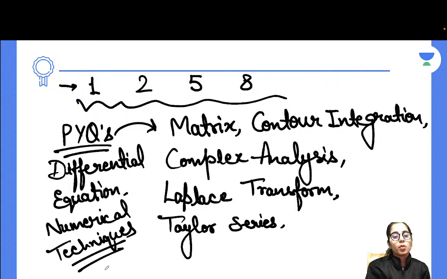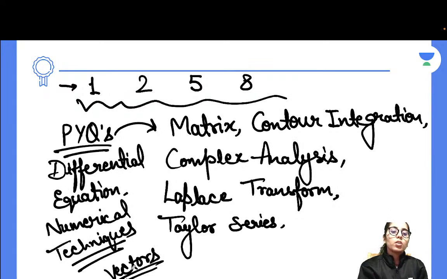Even sometimes from the vector sections we had the questions. But if we talk about the most popular ones, from where we had the questions most of the times in the exam, these are the topics we had. Okay. Now the point is, how can we score good marks with mathematical physics?